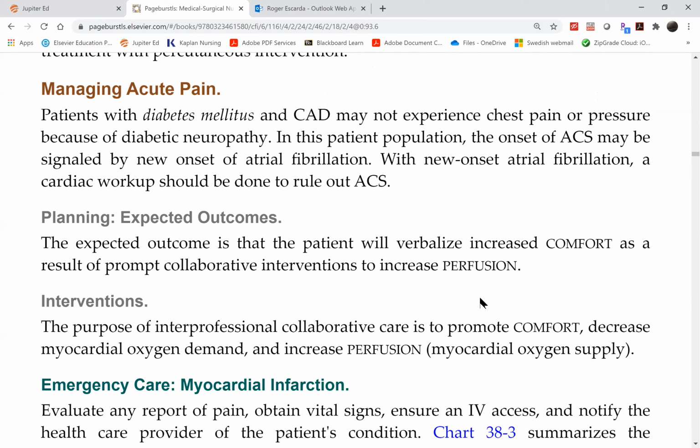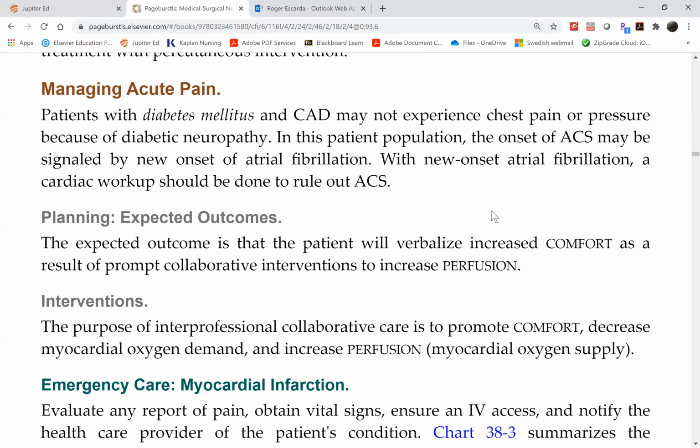All right, pain is managed with morphine. Morphine here has two advantages. We have decreasing oxygen demand as well as relaxing the patient. And by decreasing oxygen demand, that means it will increase blood flow to the coronary arteries.